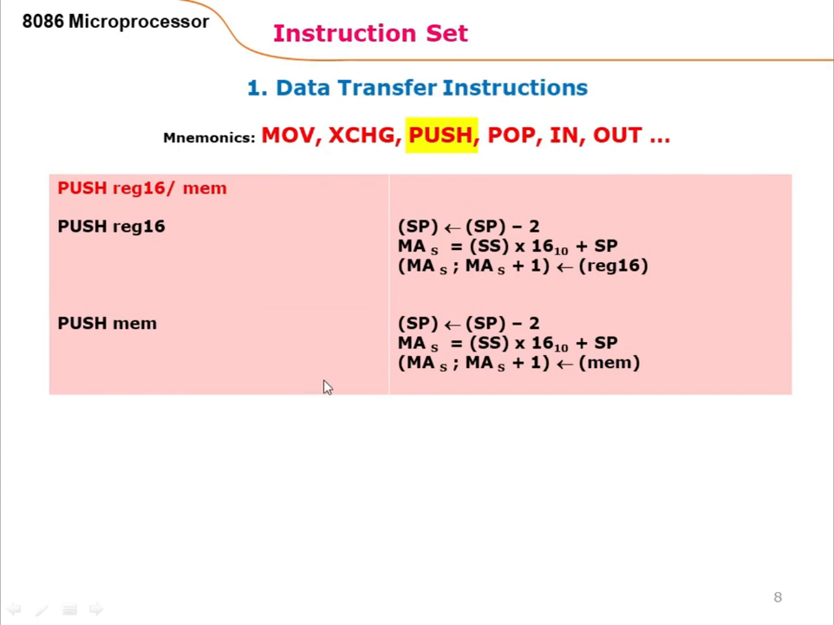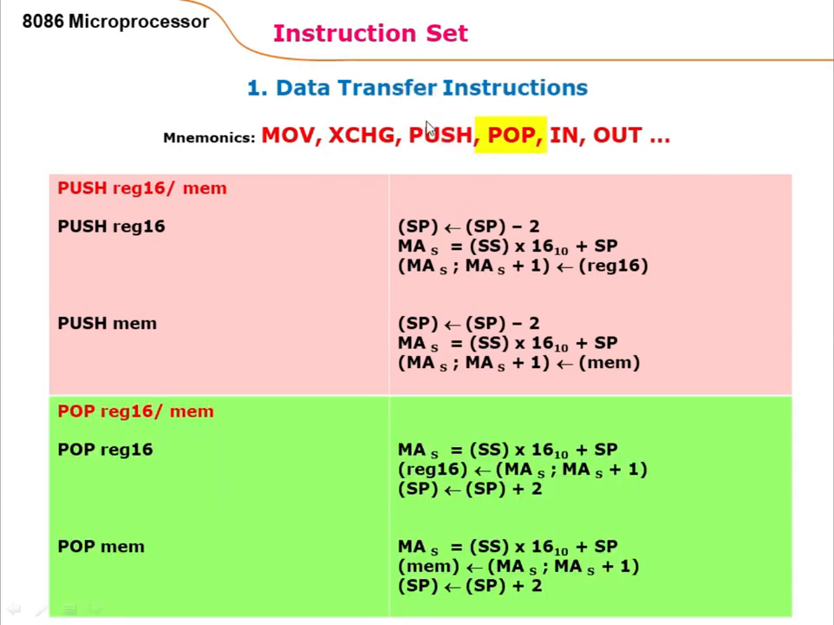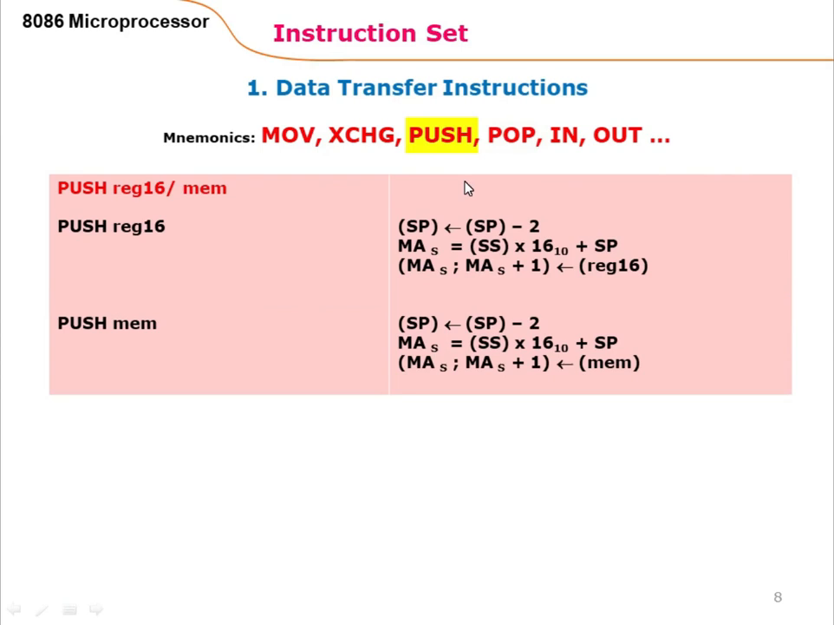Next is the push instruction. The push instruction and pop instruction are both used for stack operations. Here we can use a 16-bit register or memory. What happens when we use the push instruction, push register, is that the stack pointer is reduced by 2. It is decremented by 2.